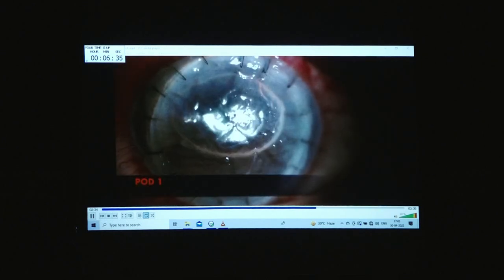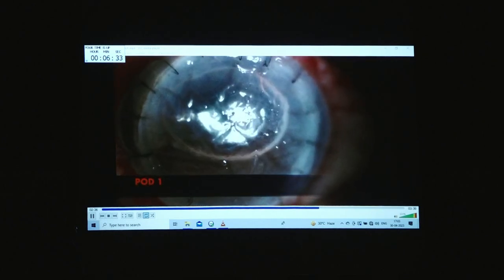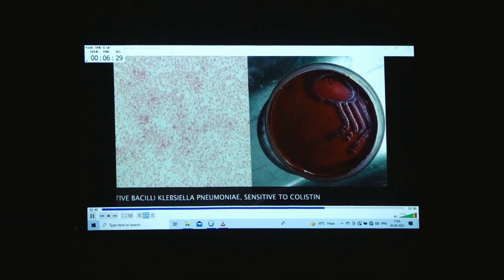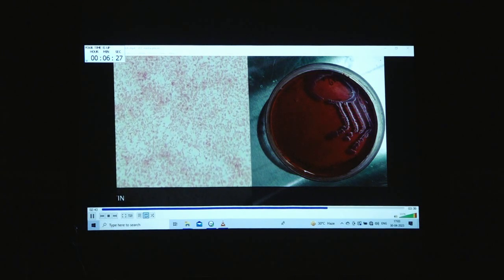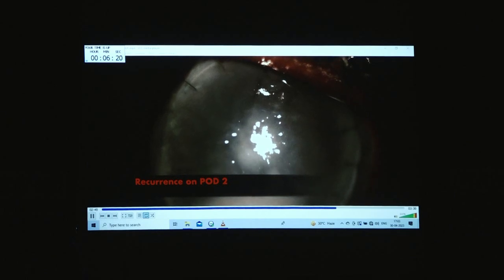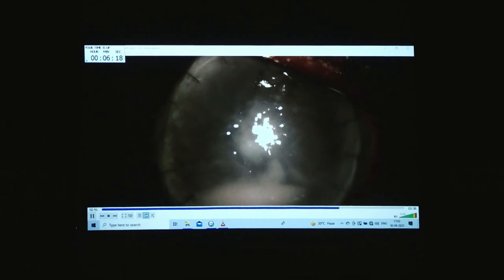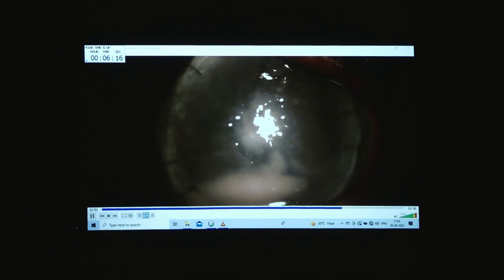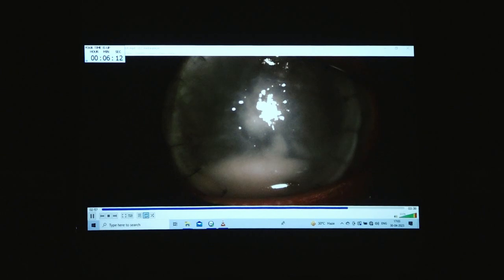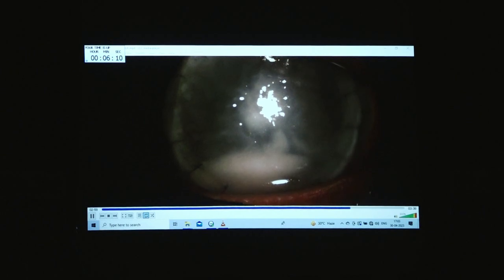Post-op day 1, graft and AC were looking okay. Smear showed gram-negative bacilli and culture grew Klebsiella pneumoniae. So we started topical therapy along with oral steroid. On post-op day 2, there was recurrence. By that time, we received the sensitivity report showing Klebsiella was multi-drug resistant and only sensitive to colistin. So we started 0.19% colistin drops.